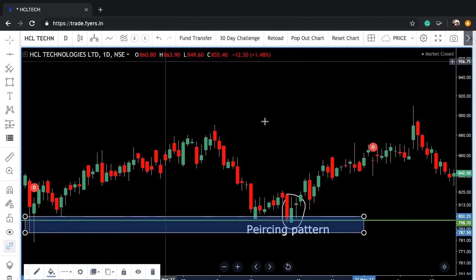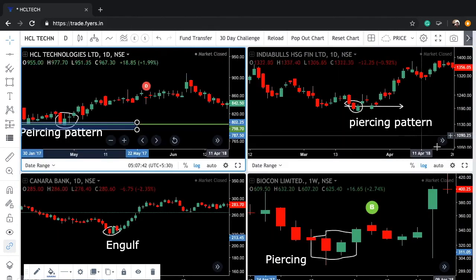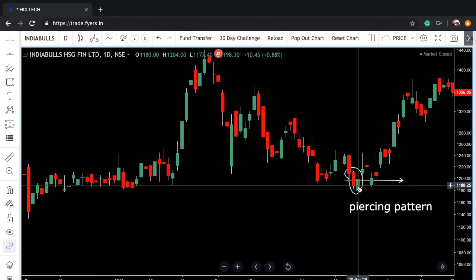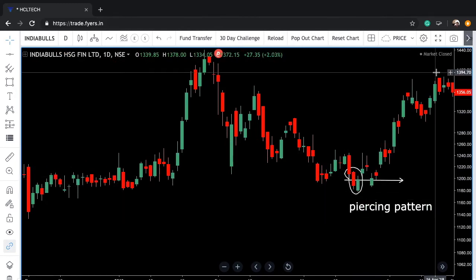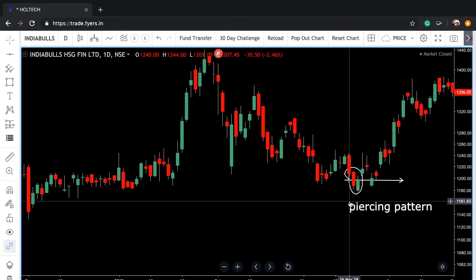Okay, this is an example of HCL Tech, which happened on the 27th of April, the phenomenon occurring. I can show you some more examples, like India Bulls as well. We can see that on the 20th of March it has just pierced the 50% mark, and then you can see a significant up move which has come in.